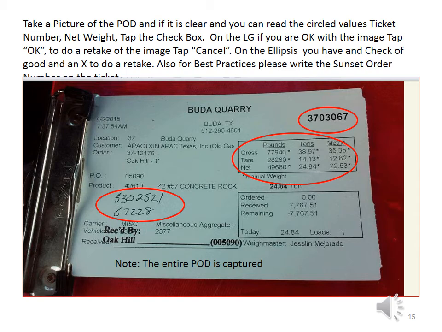You can see that it's a high quality image. They've used one of the tablets, whether it was issued by us or the driver bought it. We have tablets available. The entire ticket is visible. It's very clear, as you can read the ticket number, the tonnage, and the driver.